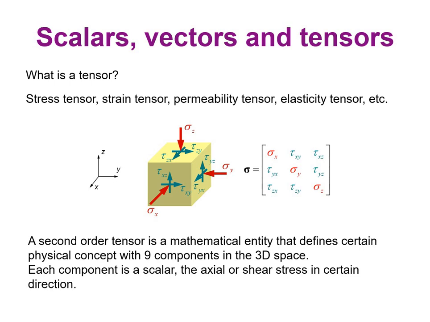In comparison to a vector, a vector in 3-dimensional space, the vector we use in engineering, has 3 components. A tensor has 9 components in sets, and each component could be a scalar. So for example, an axial stress in one direction, x, y or z, or a shear stress in a certain direction, x y, y z, or whatever the possibilities are in terms of direction of the shear stresses.